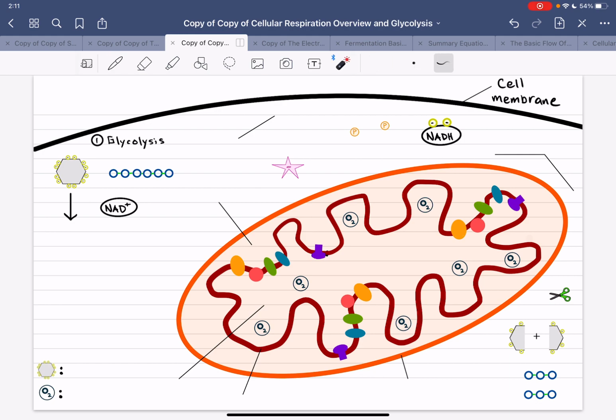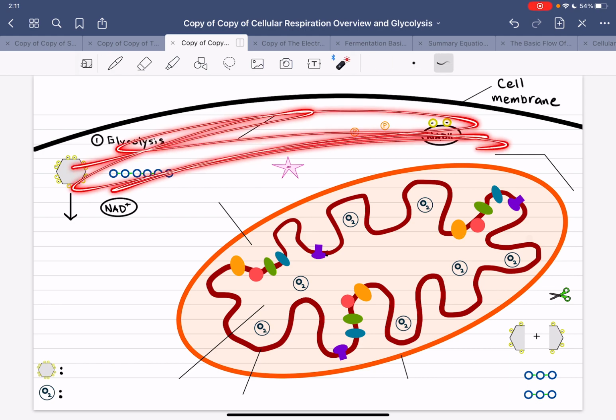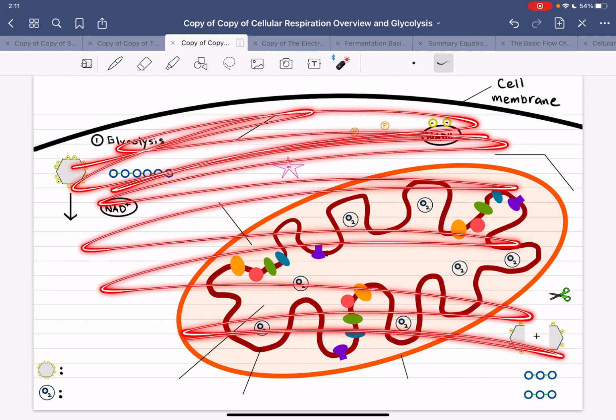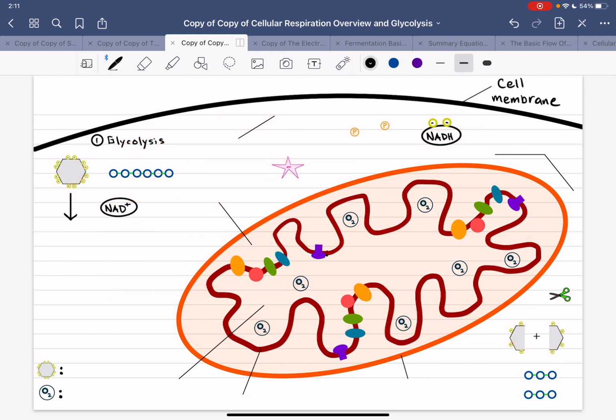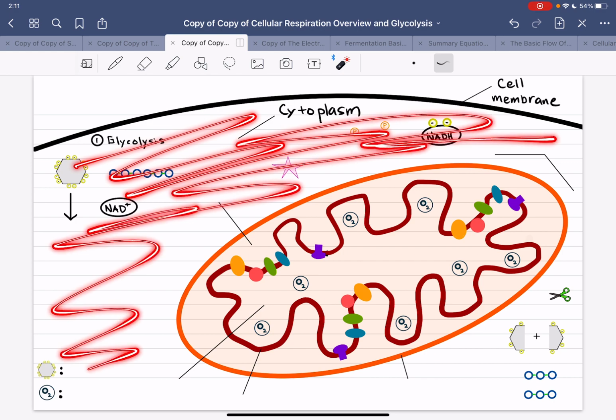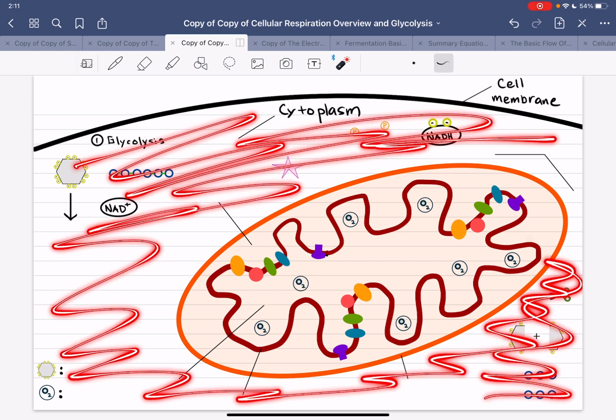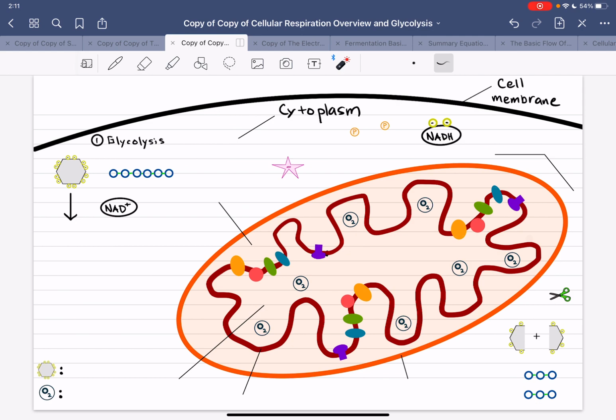So everything that we're talking about with respect to cellular respiration is occurring inside the cell. Remember that the region within a cell, but outside of the organelles, is referred to as the cytoplasm. So I can highlight that for you. This space would be the cytoplasm. That's important to note because stage 1 of this entire process will be occurring in the cytoplasm.